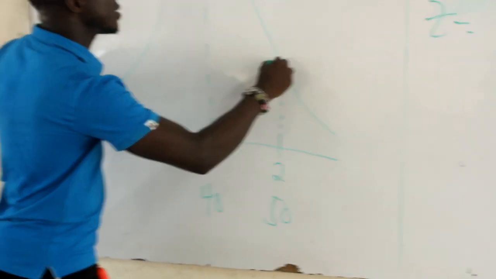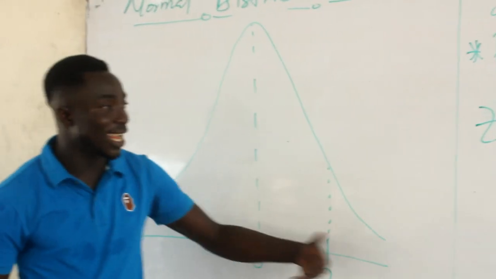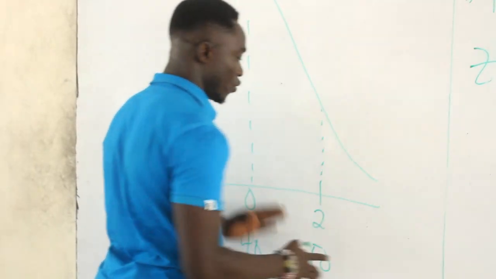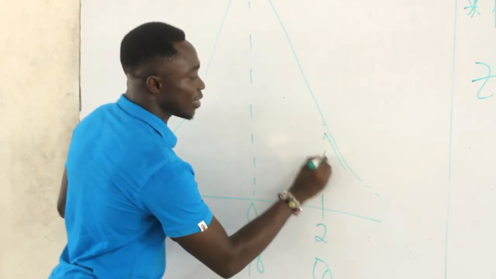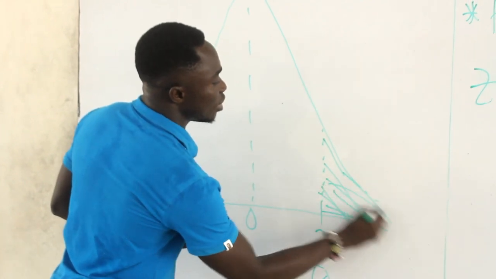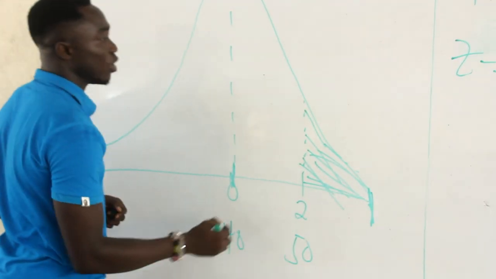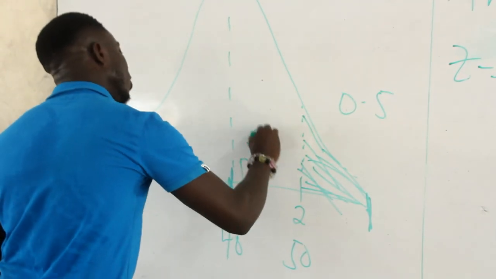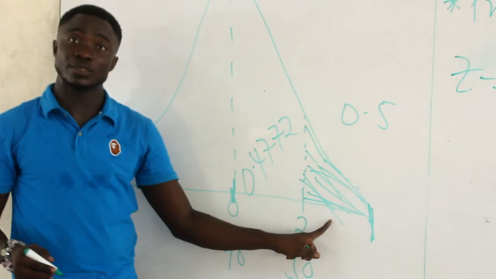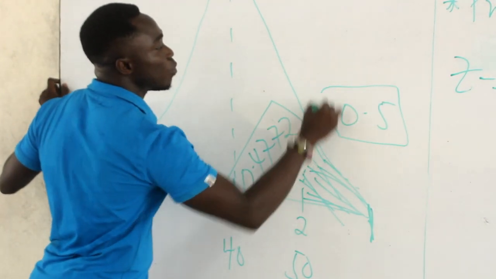Now, when we calculated for the Z, we had 2. Now, we are asking for the probability of obtaining a score greater than 50. Looking at the direction of where our score 50 is, the greater than aspect will be in this direction, because this section indicates our greater than. So we are interested in this shaded portion. But you know that from here to here is what? 0.5. Now after calculating and reading, we had 0.4772. How do we get this portion?